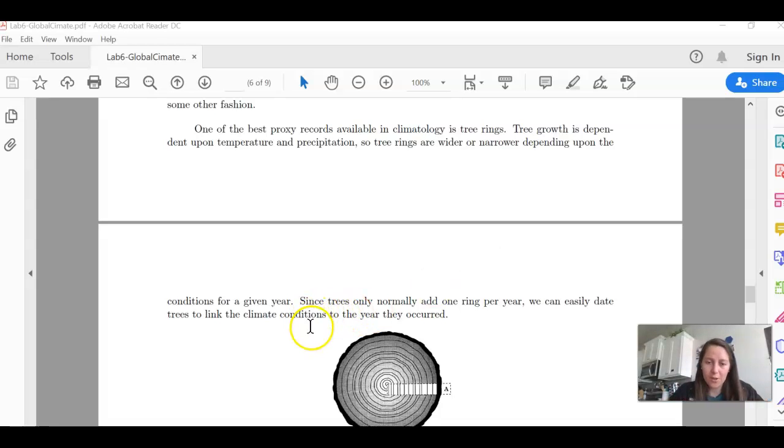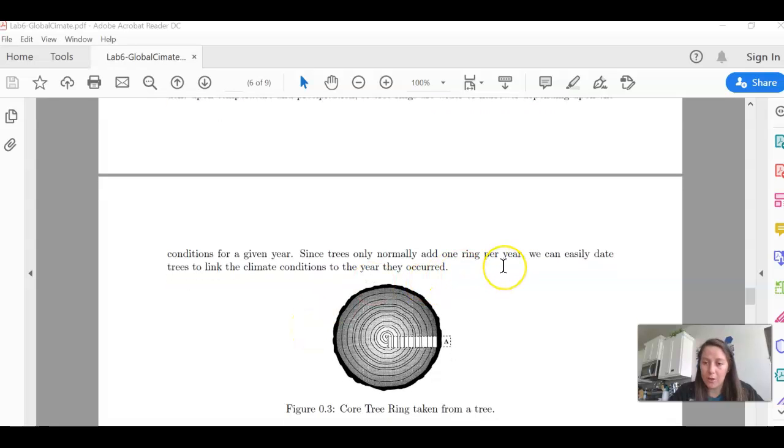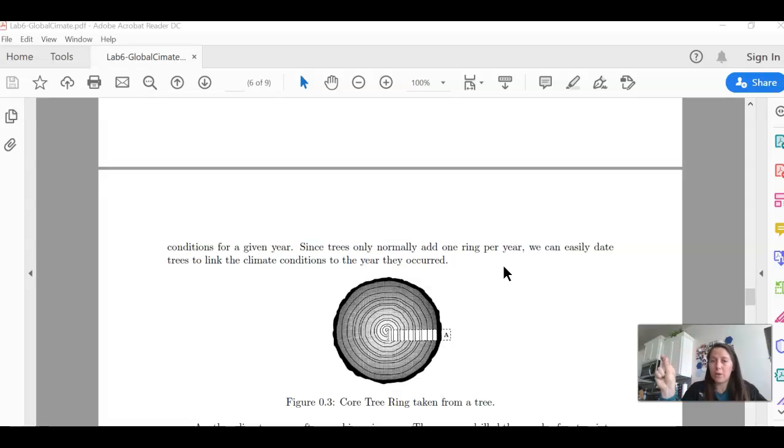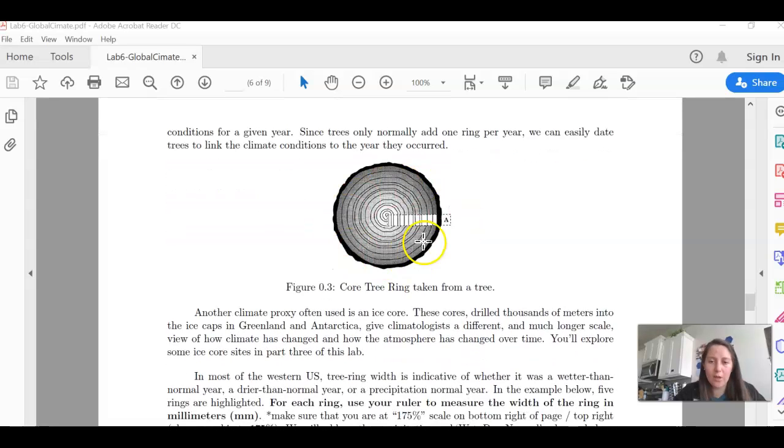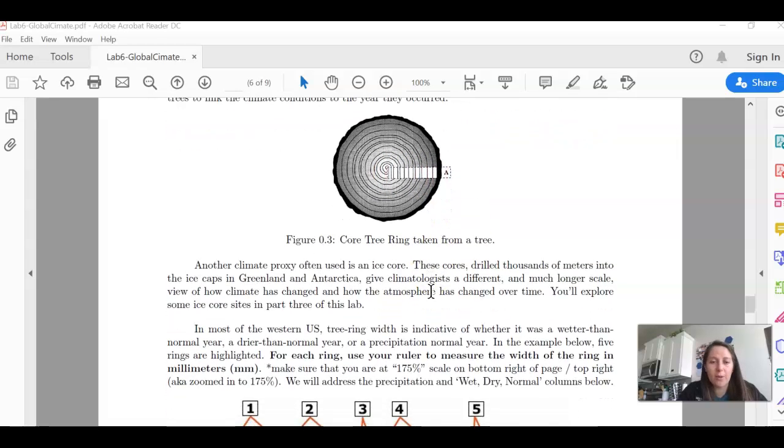Since trees only normally add one ring per year, we can easily date trees to link the climate conditions to the year they occurred. So it's very convenient. We can measure each ring and how wide it is, so we can sort of give a condition to that specific year based on how wide the ring is. Okay, so this is how they do it. They would take pretty much a slice from the center, or the core, of the tree all the way to the edge, and that would be the particular core tree ring that they're examining.